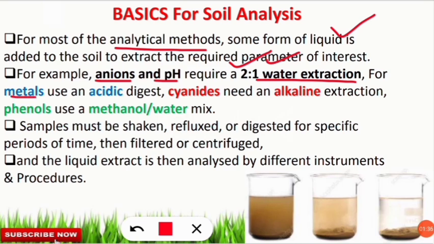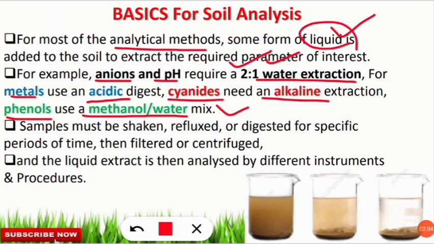For the metals, if we are going to analyze the metals present in the soil, then we should use an acidic medium. If we are going to analyze the cyanide content in the soil, then we need an alkaline solution. Similarly, to analyze the phenols present in the soil, we should use a methanol and water mix. So for all this analysis, we need a liquid form of the soil component.